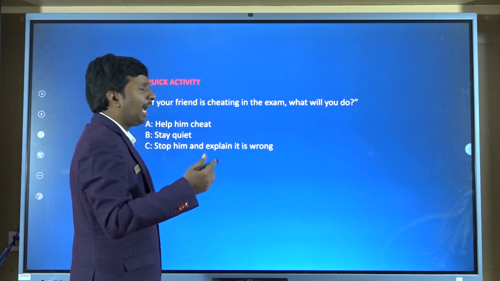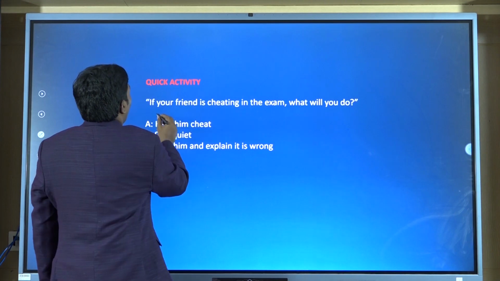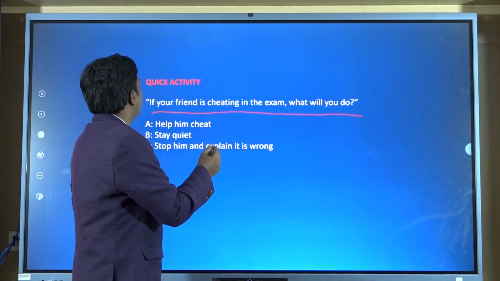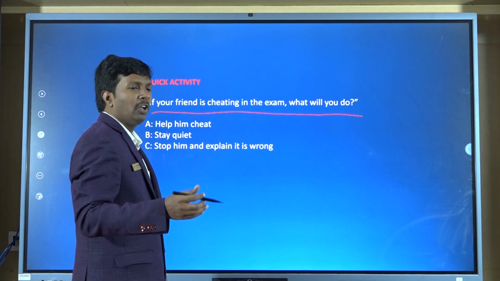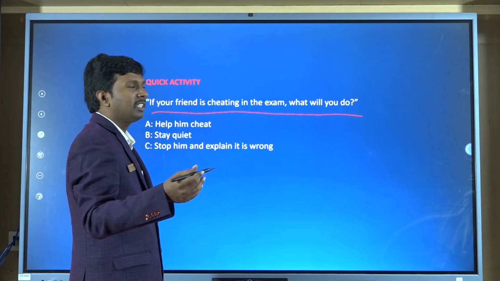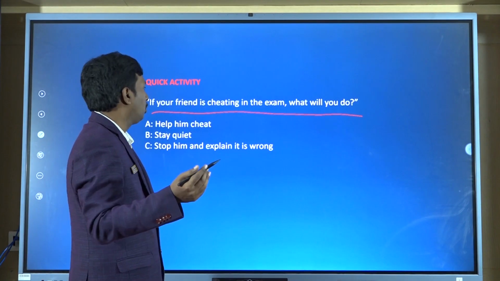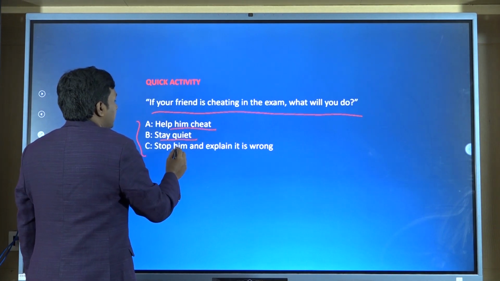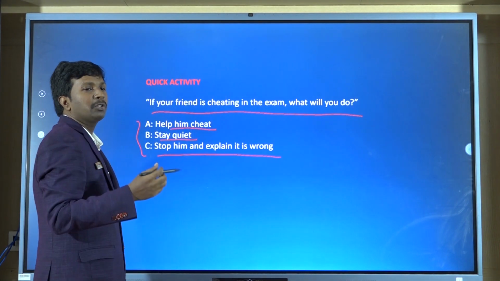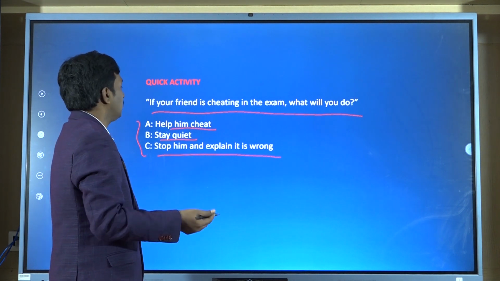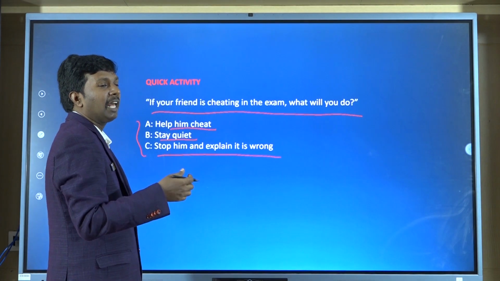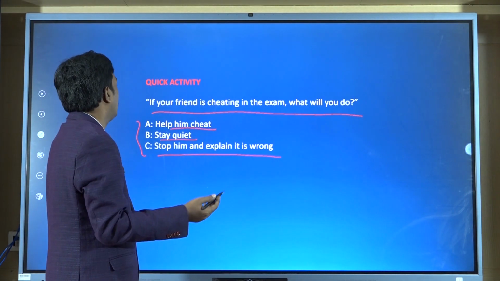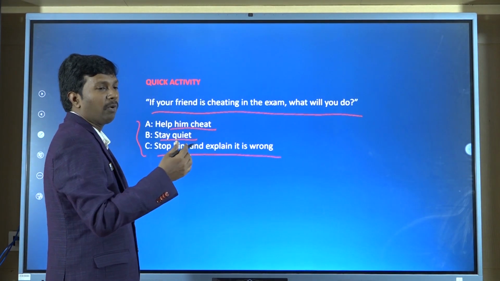I have given one example, a quick activity. If your friend is cheating in the exam hall, what will you do? Just think about this one. You are writing an exam in the exam hall, and in front of you your friend is cheating. After seeing that, what will you do? I have given 3 options here. A, help him cheat; B, stay quiet; and C, stop him and explain it is wrong. Which option do you want to choose if you see your friend cheating in the exam hall? Think about this question. When you see any unethical behavior, you have to talk with your friends also, help them and guide them to ethical behavior. So this is the one quick activity. Think about this type of question in our daily life.